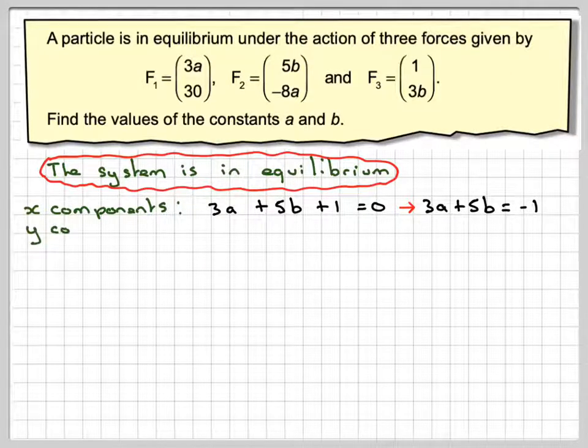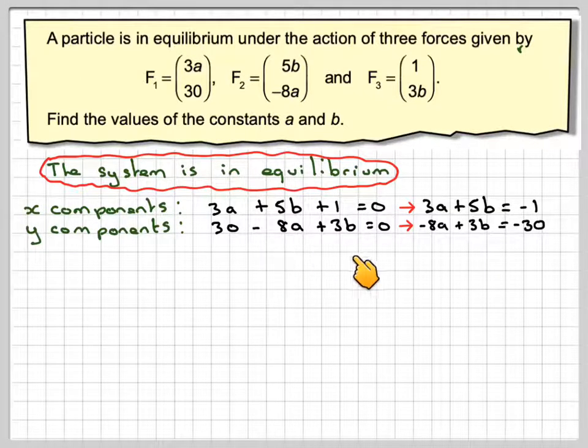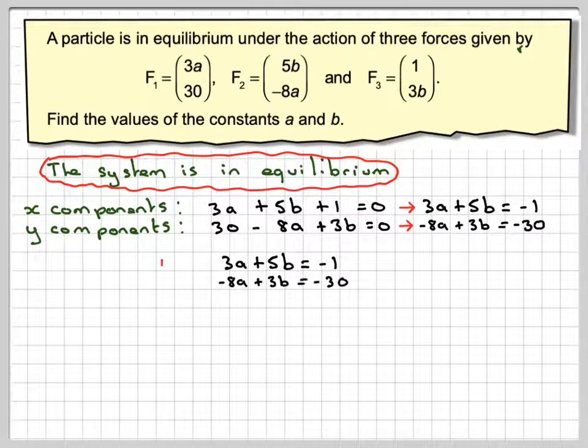And then for the y components, we just need to check that 30 minus 8a plus 3b is going to be equal to 0. Rearranging that, we're going to get minus 8a plus 3b is equal to minus 30. So we've got two equations here. We're going to label them 1 and 2. We're now going to solve them simultaneously.